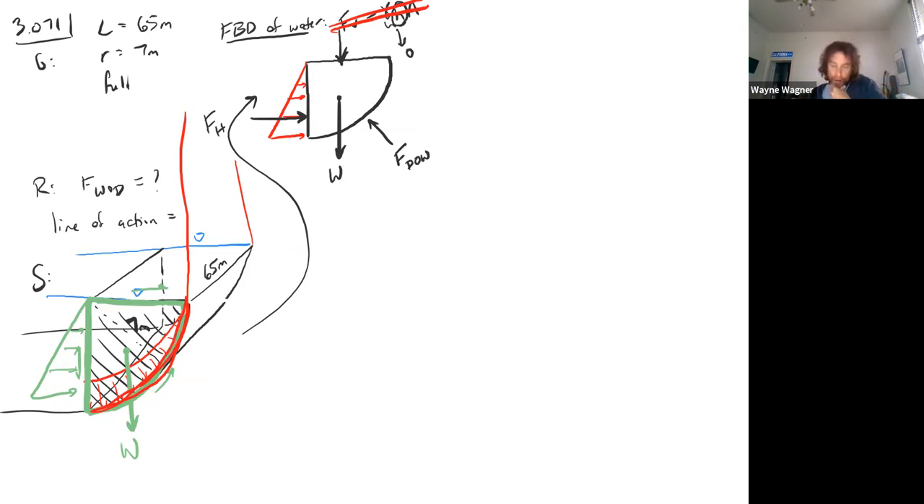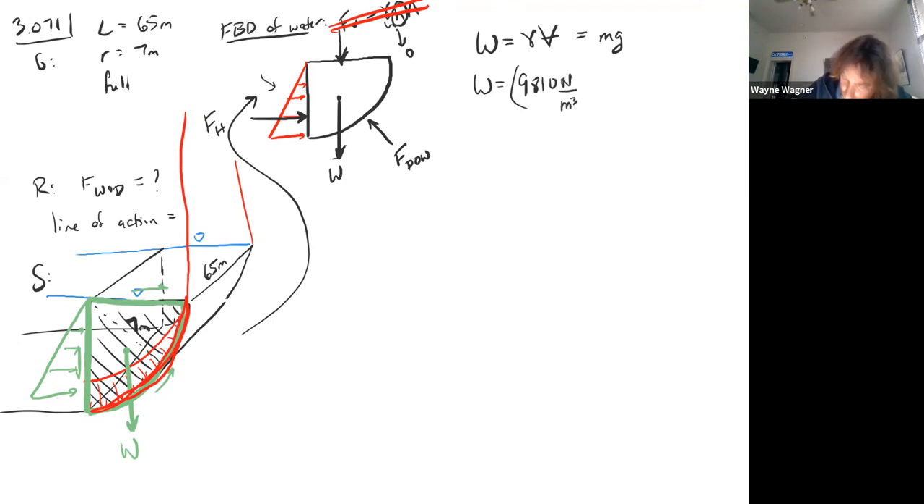Okay, so now we've got to think about this force, because that one's a hard one. We have to think about this weight. Let's start with the weight. Weight in fluids is gamma times volume. It could be mass times gravity, but usually it's easier to go this way, because the gamma we know. We're in the metric system, the SI system, so gamma is 9810 newtons per meter cubed, and the volume of this irregular shape is just this area times its height, or whatever you want to call this lateral dimension.